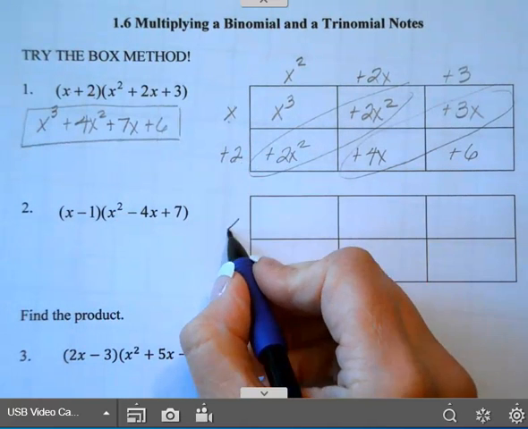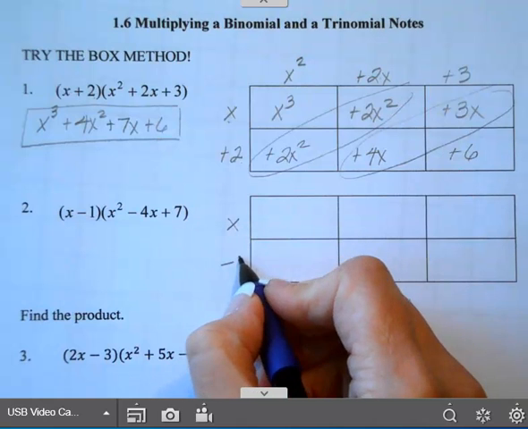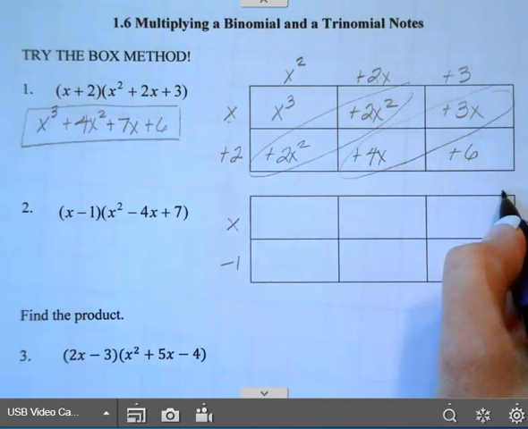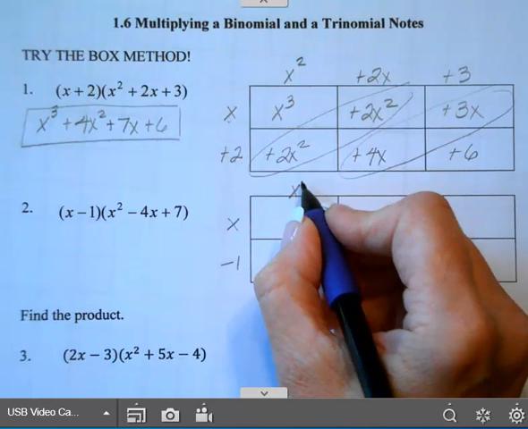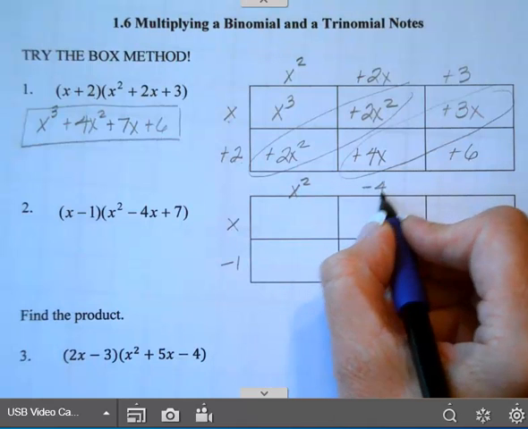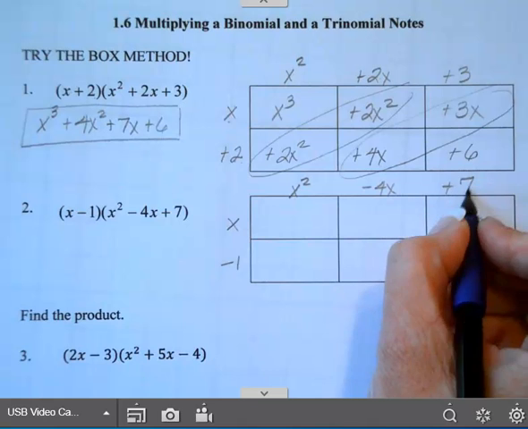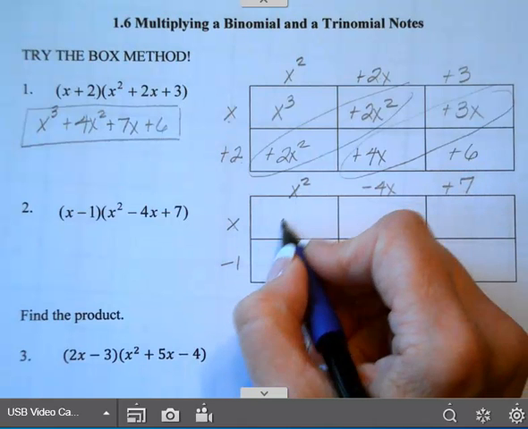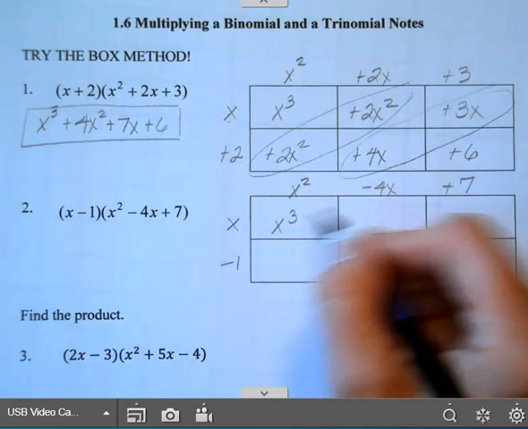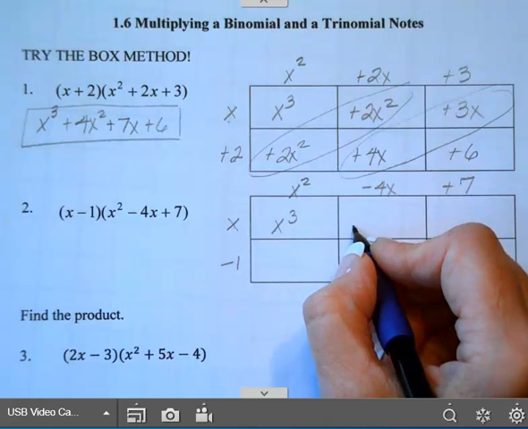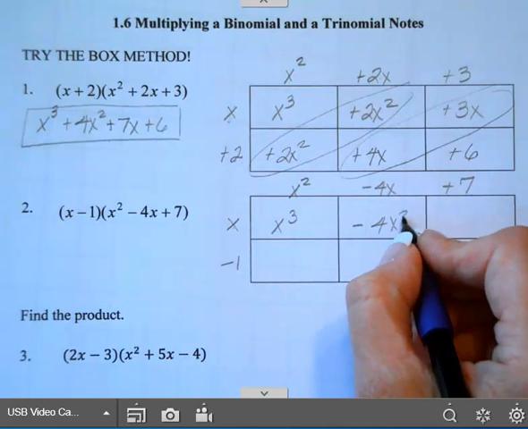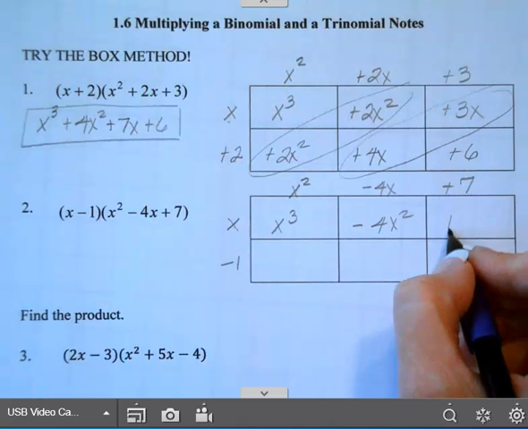Again, I'm going to put my 2 terms on the side just because if I have more terms, I like to have it across the top so I can save some paper. X times x squared is x cubed. X times minus 4x is negative 4x squared. X times 7 is plus 7x.